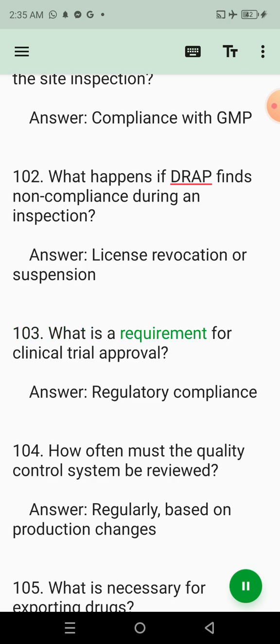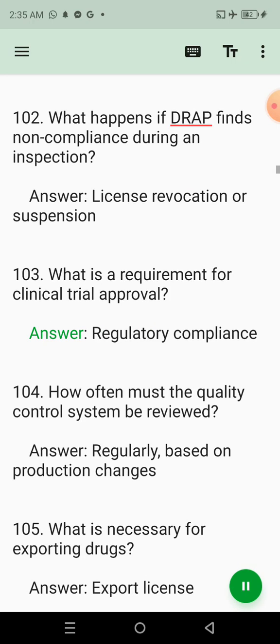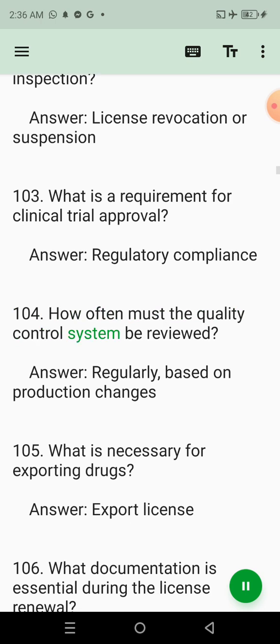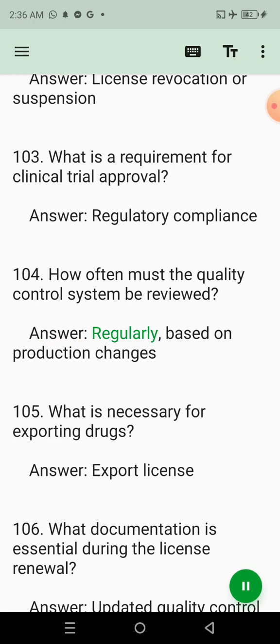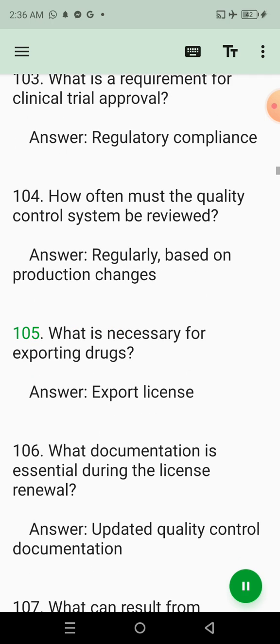103. What is a requirement for clinical trial approval? Answer: regulatory compliance. 104. How often must the quality control system be reviewed? Answer: regularly, based on production changes.